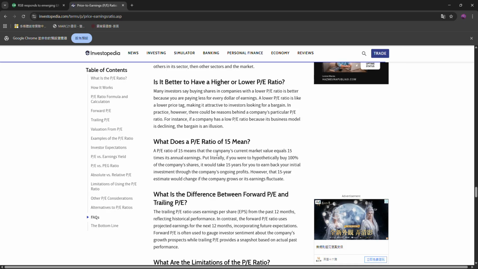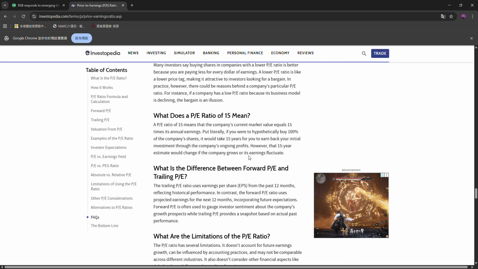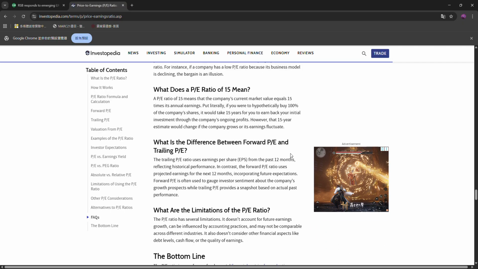What does a PE ratio of 15 mean? A PE ratio of 15 means that the company's current market value equals 15 times its annual earnings. Put literally, if you were hypothetically buying 100% of the company's shares, it would take 15 years to earn back your initial investment through the company's profit. However, the 15-year estimate would change if the company's growth or earnings fluctuate.